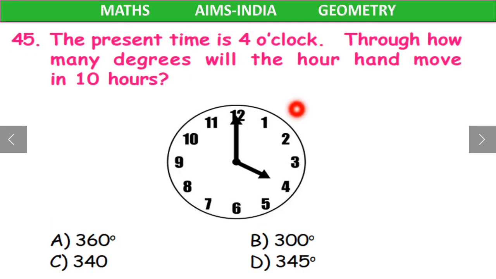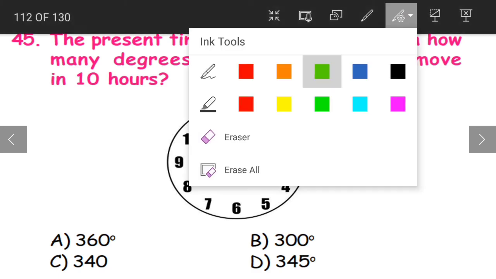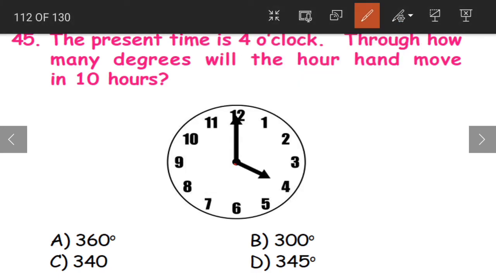Now question 45. The present time is 4 o'clock. Through how many degrees will the clock hand move in 10 hours? So here the hour hand moves. This is our hour hand, right? So after 10 hours, 1, 2, 3, 4, 5, 6, 7, 8, 9, 10. So after 10 hours, our hour hand will be at 2 o'clock.